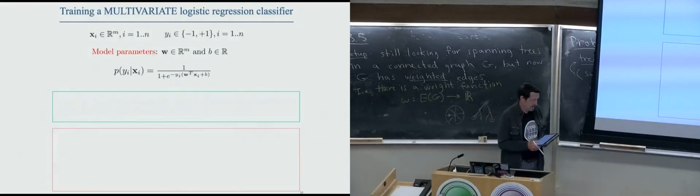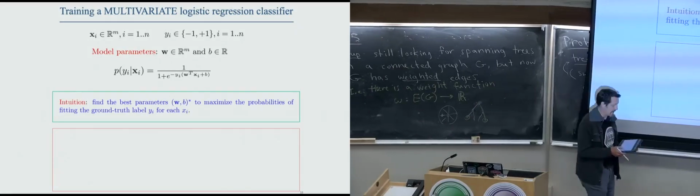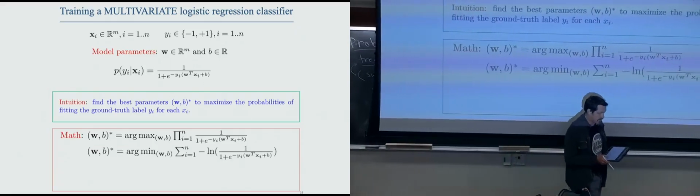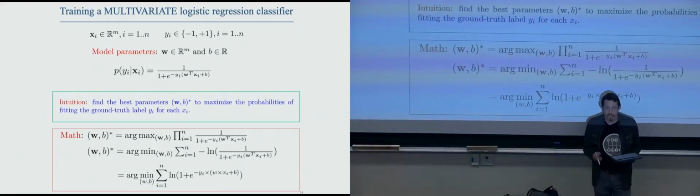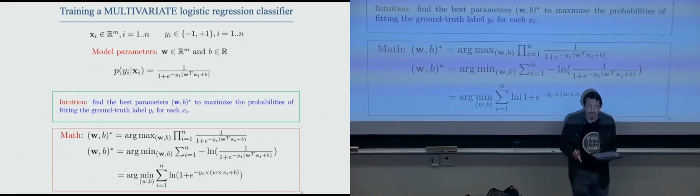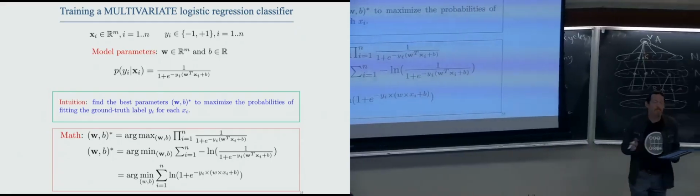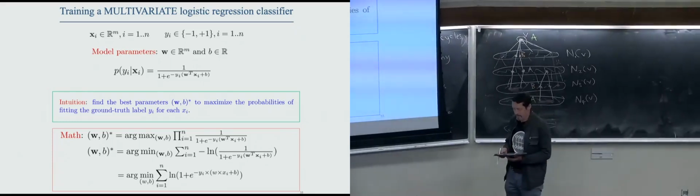Okay, so we want to find the best parameters W and B that maximize the probabilities, which is equivalent to minimizing the log loss. I'm pretty sure you're going to have to review this, so I'm going to skip on in the interest of time.